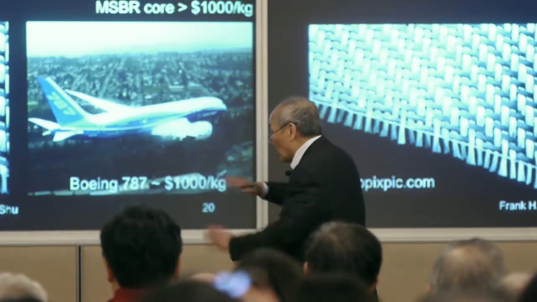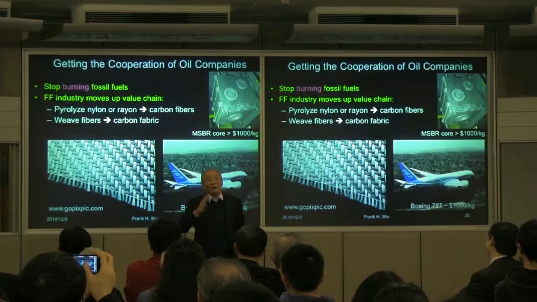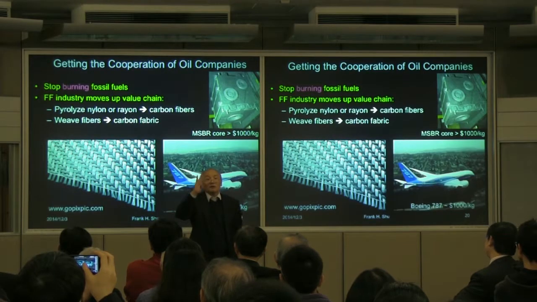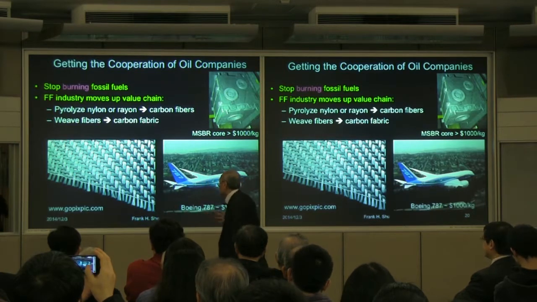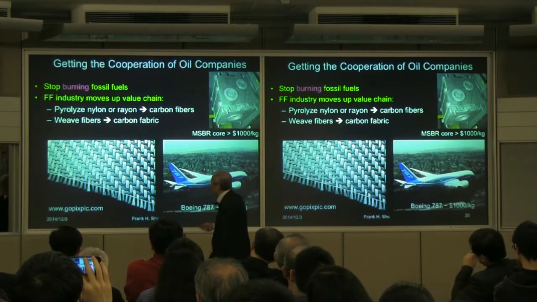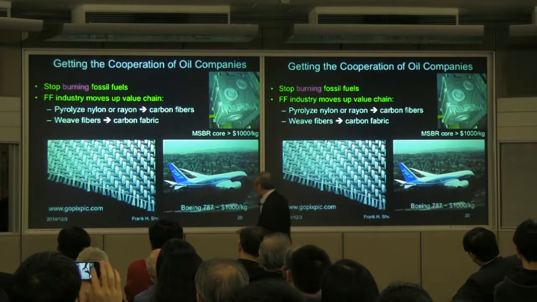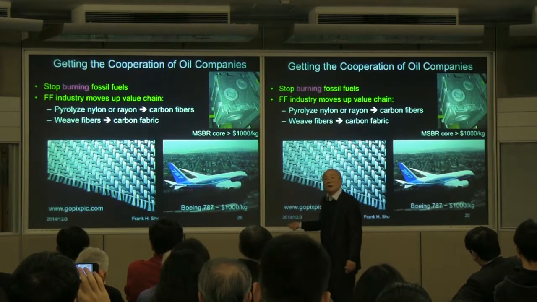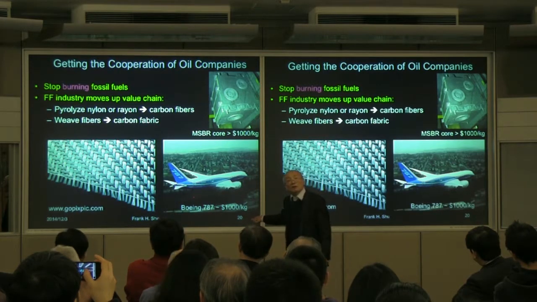If you have fiber, you twist it, you get yarn. If you weave the yarn, you get fabric. And once you have fabric, you can make anything. That is carbon fiber technology. So here's a carbon fiber fabric. What can you make out of it? You can make airplanes. You can make nuclear reactors. How much is this worth?